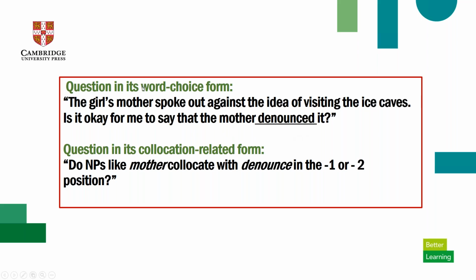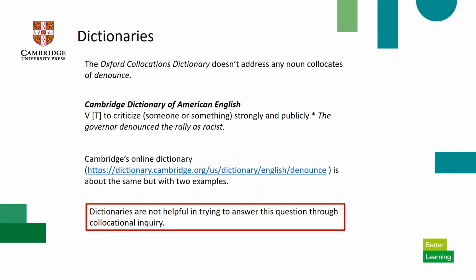Well, if I reframe that question in its collocation related form, it would be, do noun phrases like mother collocate with denounce in the -1 or -2 position? That would mean just going to the left 1 or 2 spaces. Well, I'm going to show you how this one would happen if you ran it through several sources.